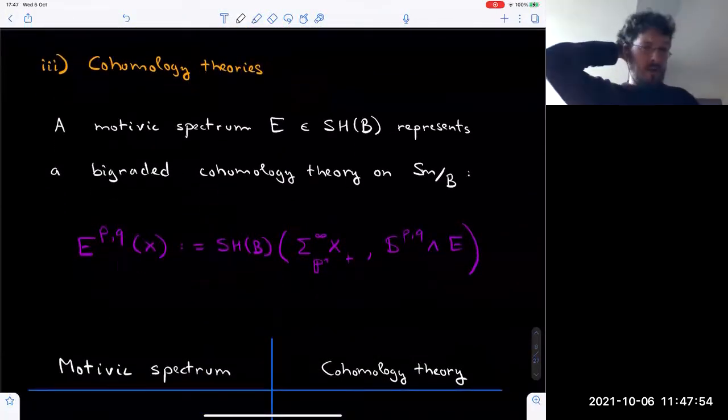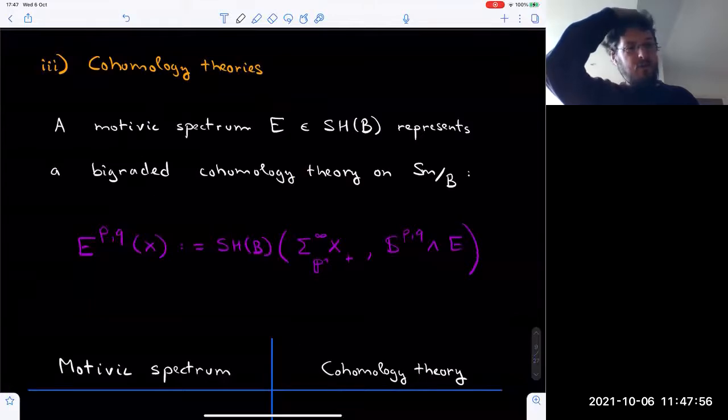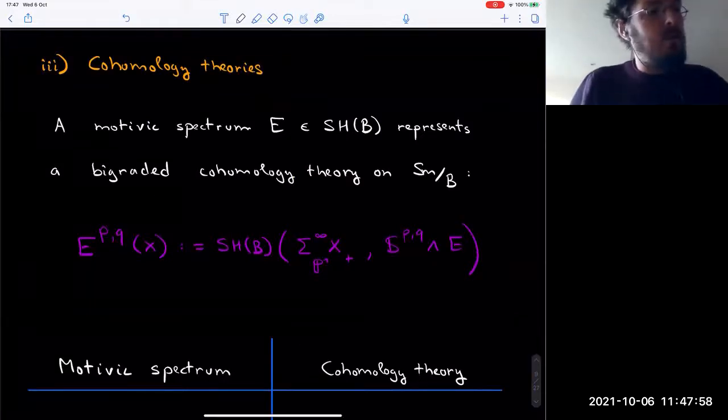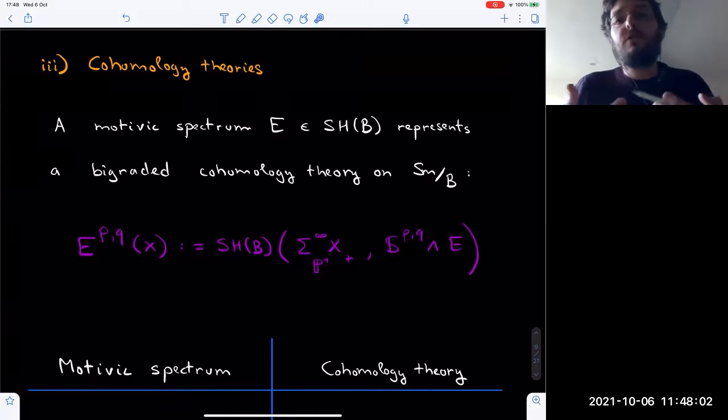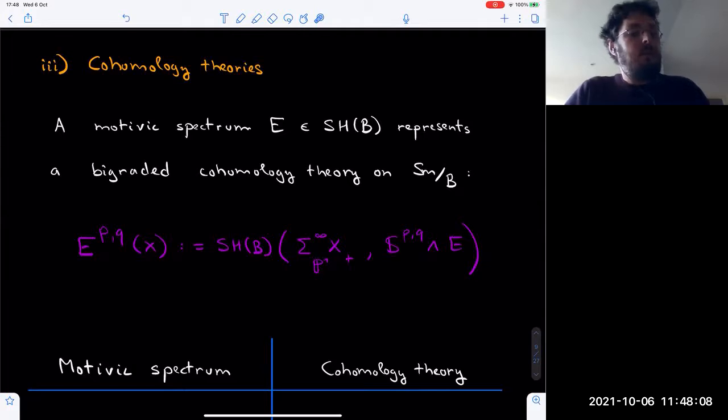And so one last important feature of SH is that, as in the topological setting, it's used to represent cohomology theories. In the same way that one of the main roles of spectra in classical stable homotopy theory is to represent these so-called extraordinary cohomology theories.